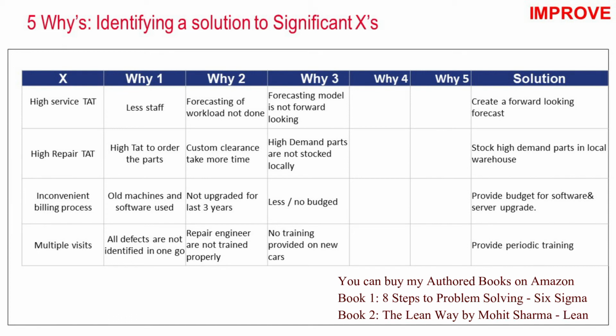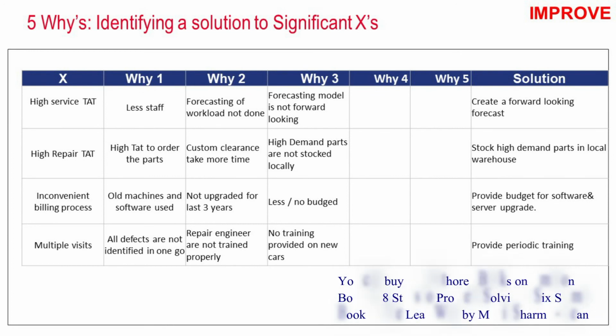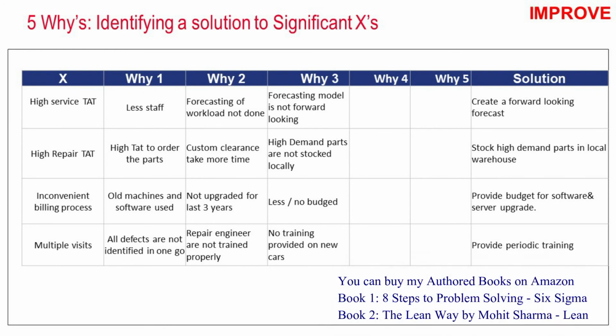The second was high repair turnaround time. Why is it so? Because the high TAT to order the part is the reason. And why is it so? Because the customs clearance takes more time. And why does customs clearance take more time? Because high demand parts are not stocked locally. That is why they have to be ordered from outside, and that is why the customs clearance takes time. And what is the solution? The solution is to stock the high demand parts in local warehouses.